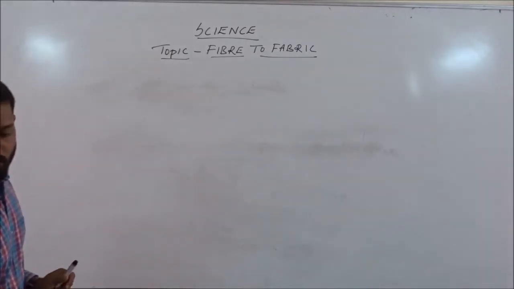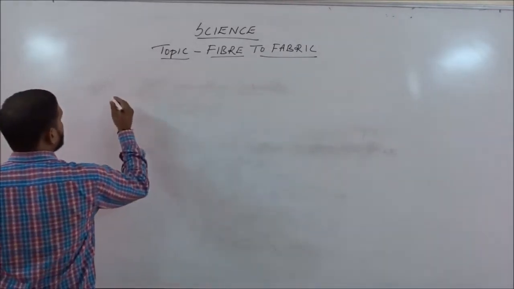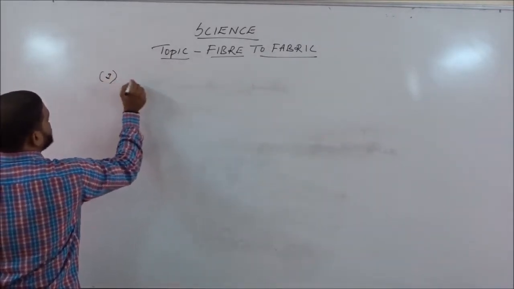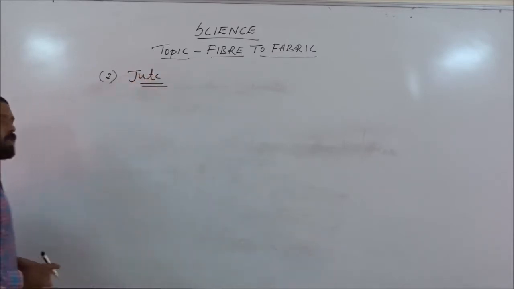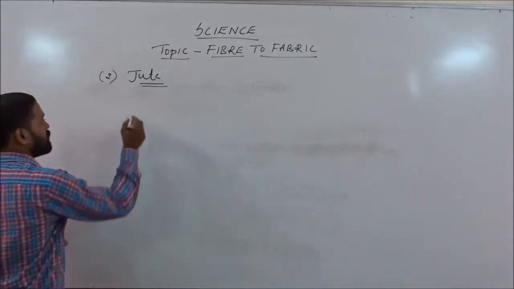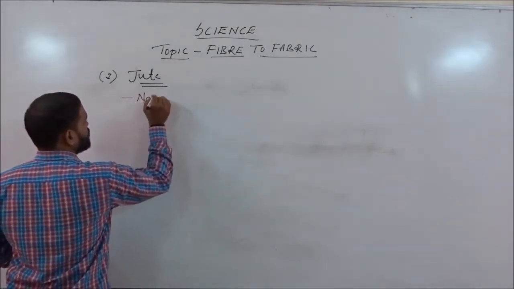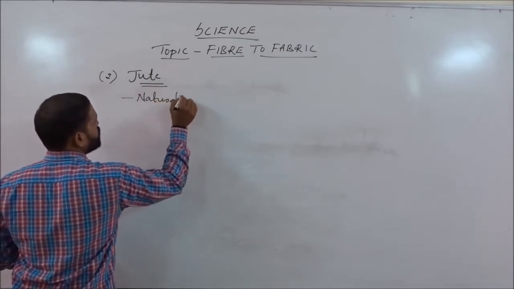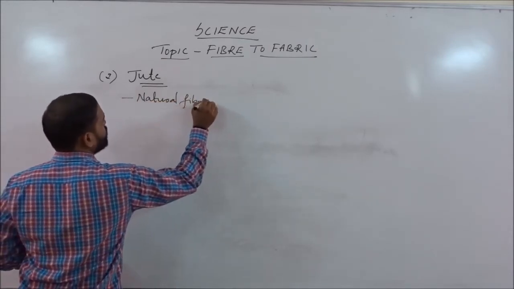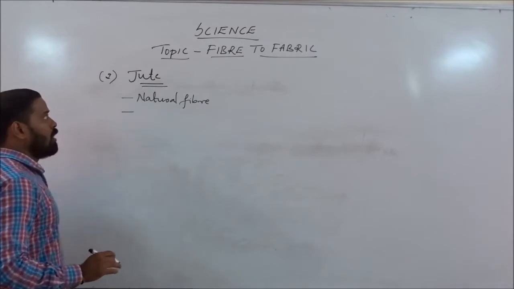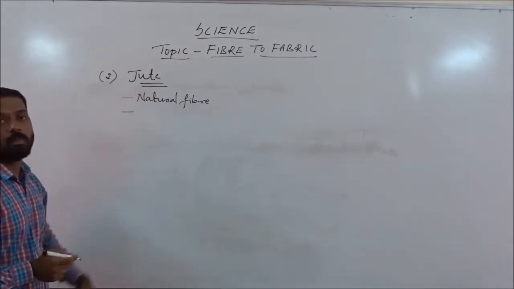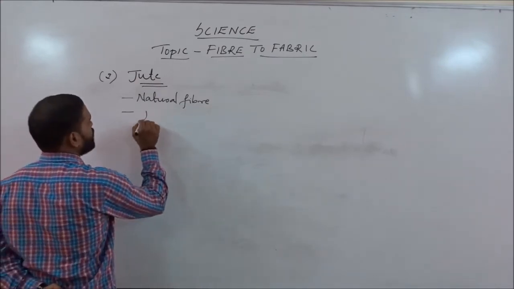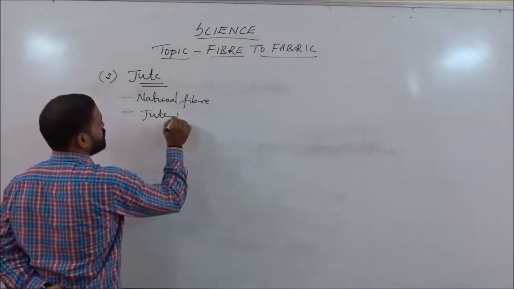So the second natural fiber is jute. Yes, and jute is also a natural fiber. So where do we get the jute? Jute is obtained from the jute plant.